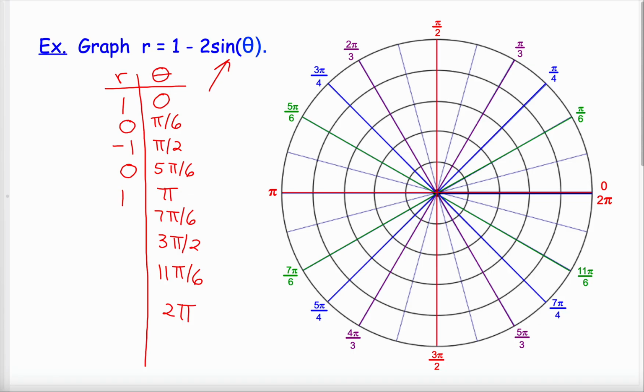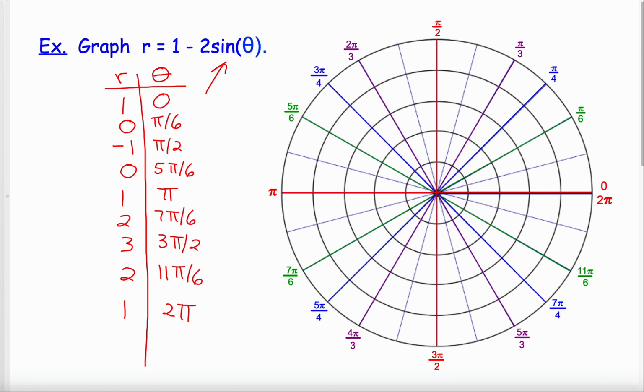Now here's where it gets a little fun. At 7 pi over 6, the sine is negative 1/2 times 2 is negative 1, but it's 1 minus a negative 1, so that's 1 plus 1, which is 2. At 3 pi over 2, the sine is negative 1 times 2 is negative 2. 1 minus a negative 2 is going to give me a 3. So that's the biggest r value so far. At 11 pi over 6, I'm going to get 2 again, just like I did at 7 pi over 6. And at 2 pi, I should get the same as what I got at 0, so r is equal to 1. All right, so you see how this starts to go faster once you've done a few of them?